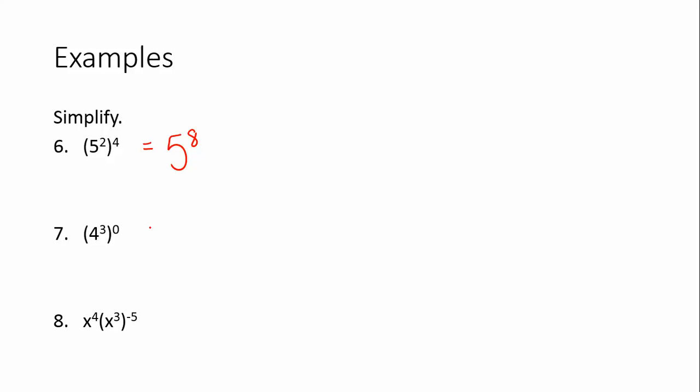Example 7, we have 4 cubed being raised to the 0 power. 3 times 0 is 0. That gives us 4 to the 0, or 1.